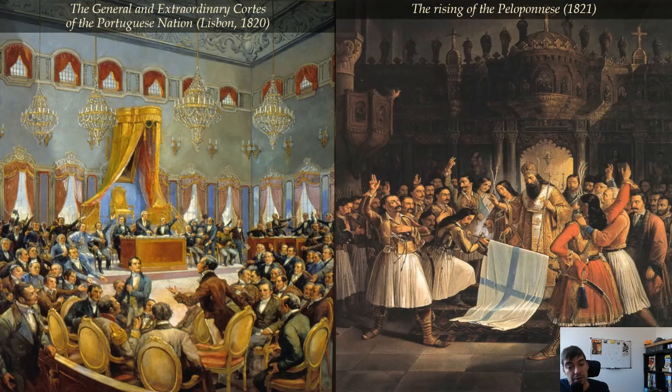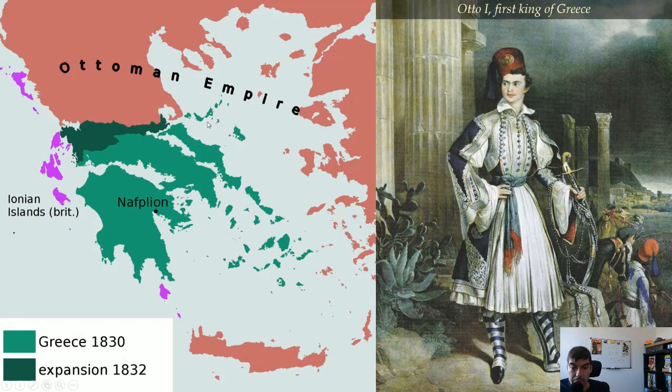Here we have a couple of pictures. First, the meeting of the Cortes of the Portuguese nation in 1820. They were the ones who wrote the constitution. And on your right, the rising of the Peloponnese. This is a region of southern Greece, which started the Greek independence war. At first, they managed to achieve their independence, but only in the southern part of the Greek territory. They would expand their territory throughout the 19th century. The first Greek king was Otto I, who was a German prince.